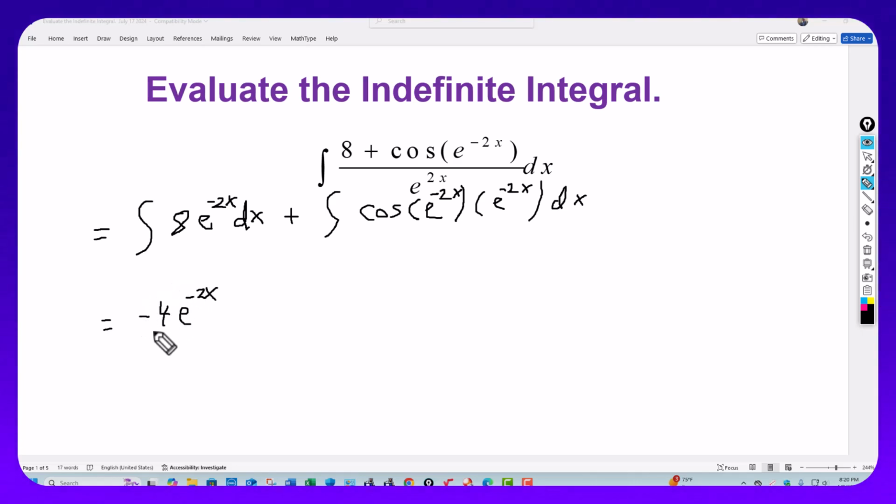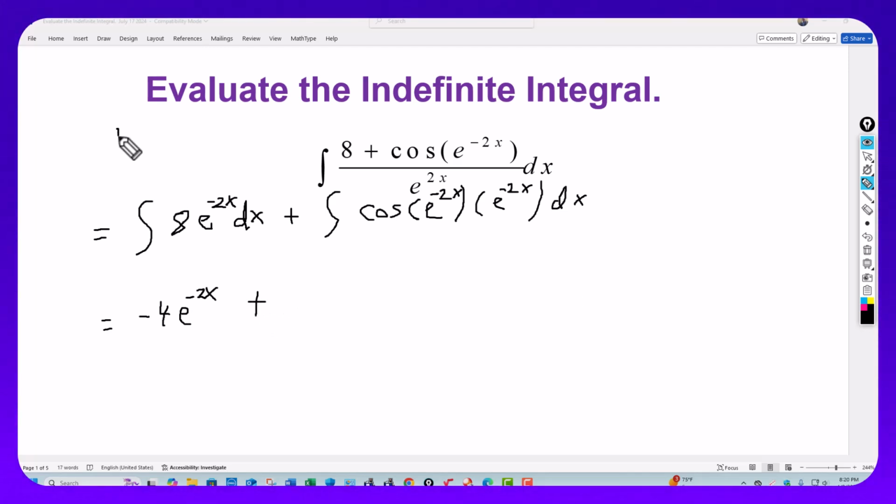And of course you can check it easily by just taking the derivative of this. It's e to the negative 2x, and then times e. The regular chain rule, derivative of negative 2x is negative 2 times negative 4 is plus 8. So that checks out. And then it's a plus here.